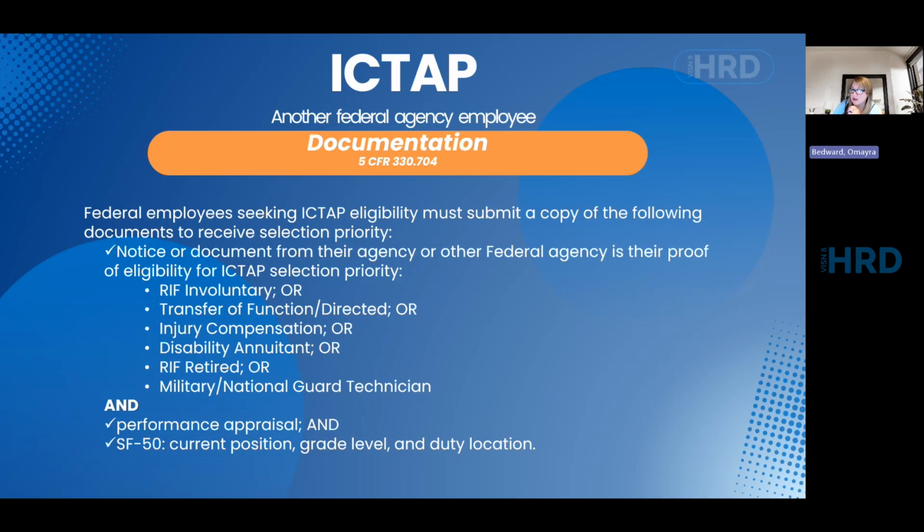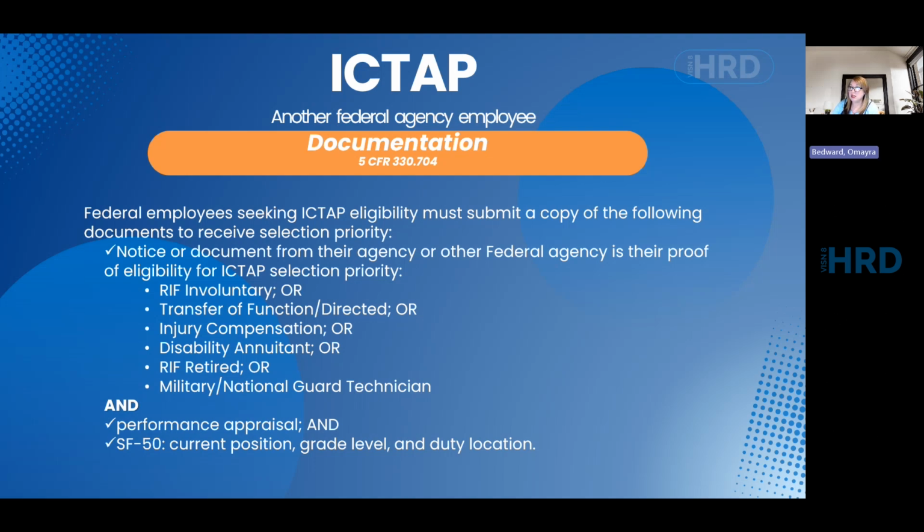They are transferred because their functions have been moved to another place. Injury compensation: they're separated due to a work-related injury and their workers' comp benefits have stopped because the employee has recovered and their agency cannot place them under the RPL, which is the reemployment priority list. Another one of those notices could be a disability annuitant, which is an employee retired with a disability and their annuity has been terminated because OPM considers that the employee has recovered.